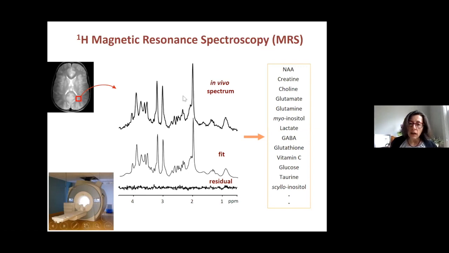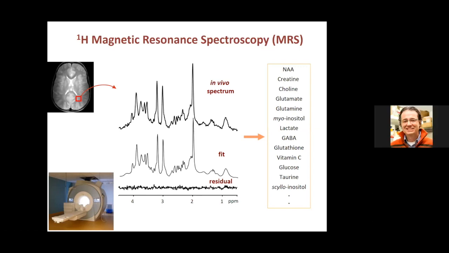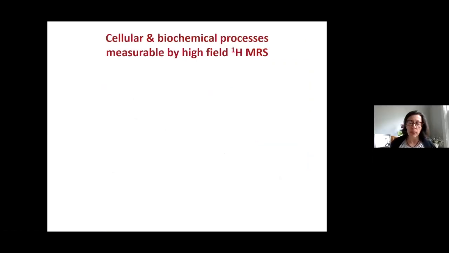And the intensity of each of these peaks is proportional to the concentration of the neurochemical in this region of interest. So you do a fitting procedure, and then relative to water that's acquired from the same volume of interest, you get millimolar quantification for this list of neurochemicals.